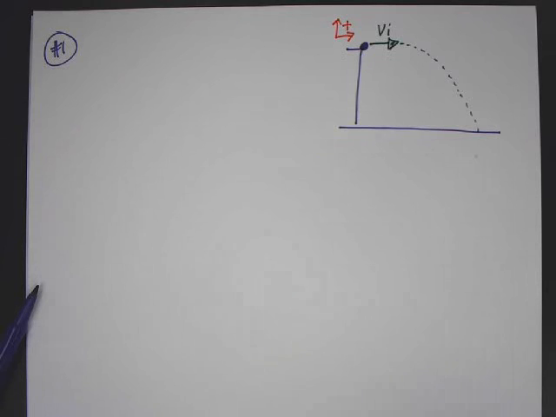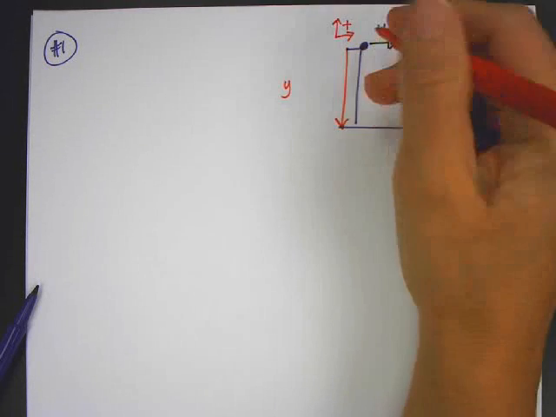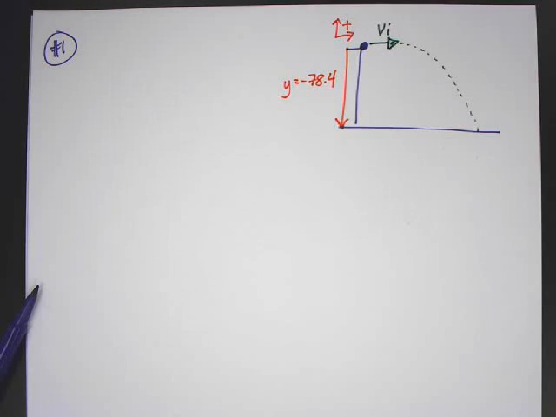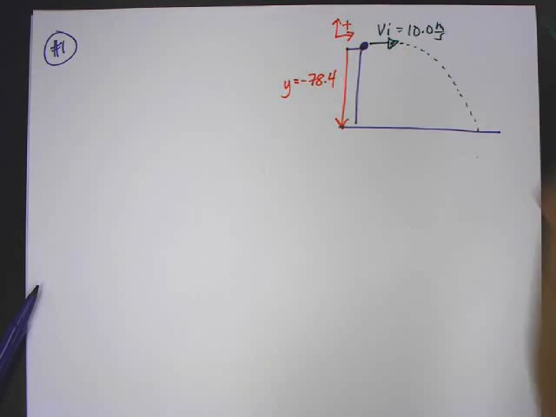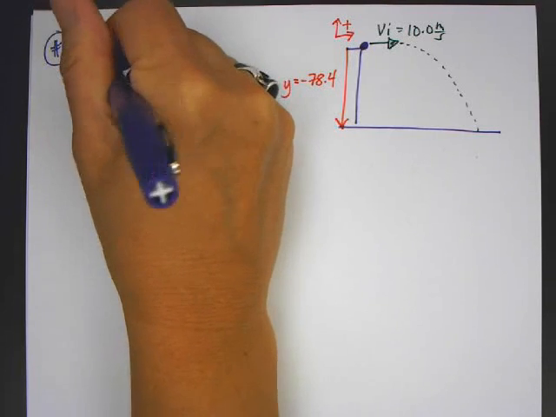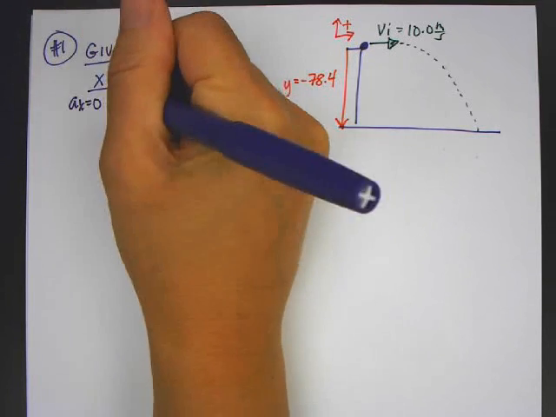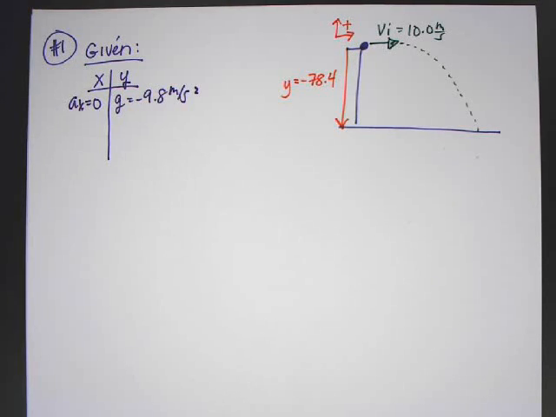Now, they give us some other information in the problem. They tell us how high this cliff is, which is y. Since I'm measuring from here down, that's negative, so it's negative 78.4. And they also tell me that the initial velocity is 10 meters per second. Now, when I write my given, whenever I'm doing projectile motion, I always separate my given into x and y. So for my x and y given, the first thing I'm always going to do is say that the horizontal acceleration is 0, and g is going to be negative 9.8 meters per second squared.